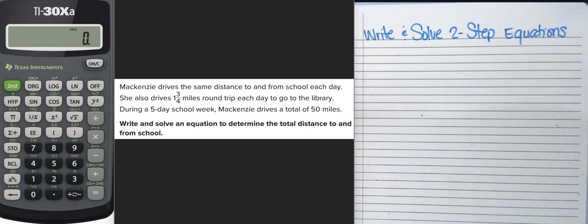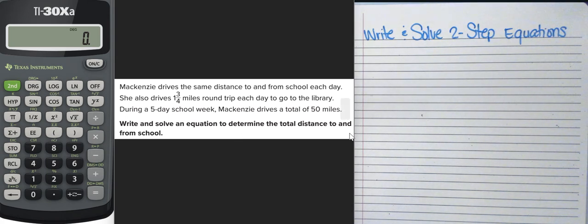The example that they've given us is Mackenzie drives the same distance to and from school each day. She also drives 1 3/4 miles round trip to go to the library. During a 5-day school week, Mackenzie drives a total of 50 miles. We need to write and solve an equation to determine the total distance to and from school.